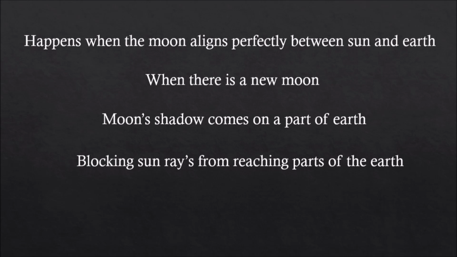Most years it came in India. Only a part of earth gets a lot darker because the moon's shadow actually comes on part of the earth. And the moon blocks sun rays from reaching parts of the earth, which makes the solar eclipse. The solar eclipse is when the moon actually covers the sun that we can see, turning daytime to nighttime.